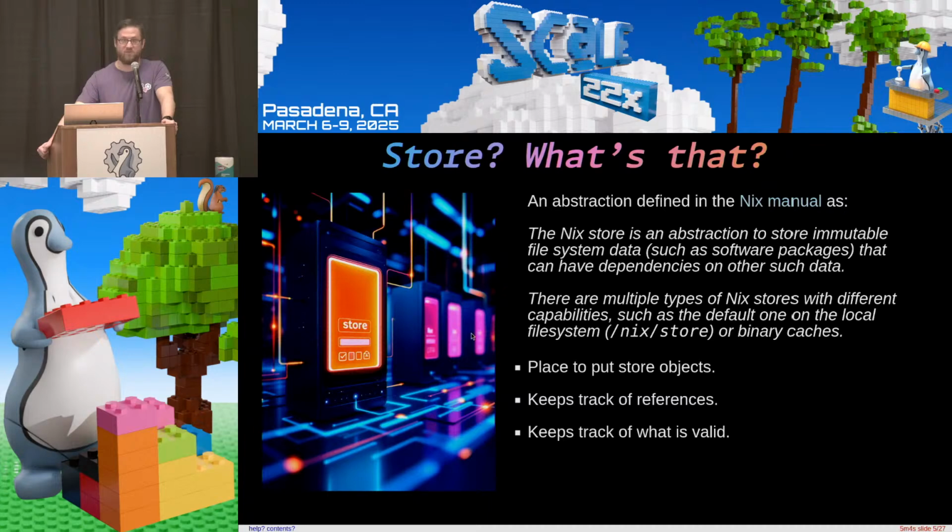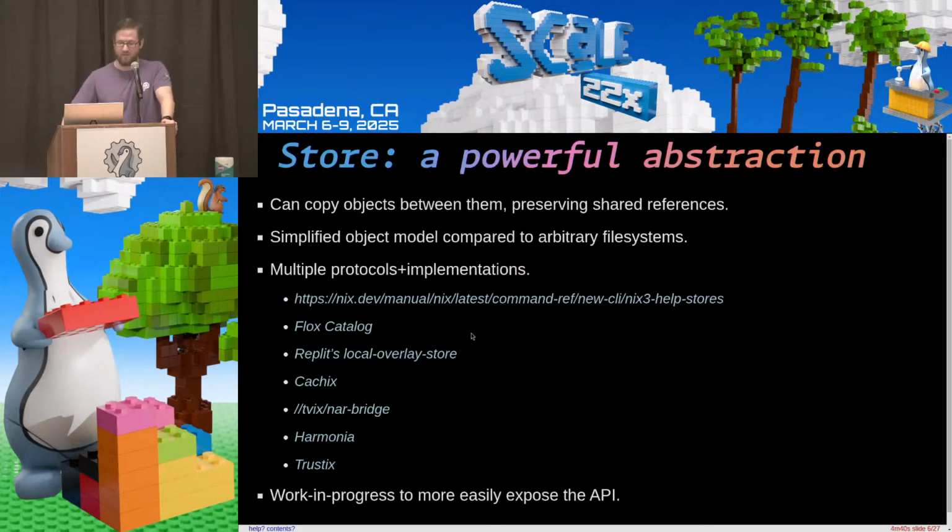Other stores you're familiar with would be things like caches and substituters that let you download binaries from some other location. But basically, it's a place to put stuff. The store keeps track of references and makes sure everything is good to go, that you don't end up with something dangling or broken. That's the concept of a store, and we have one that is the default. So you have this really nice abstraction. When you want to copy things between different stores, it remembers references.